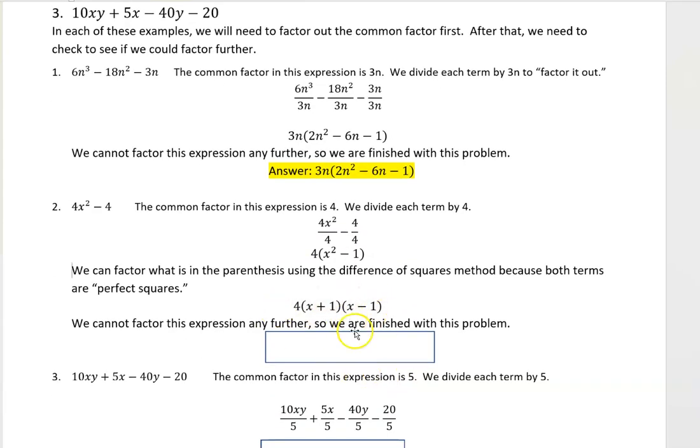Okay, we can't factor any of that any further, so our answer is the 4 and then the x plus 1, x minus 1. I don't ever want to get rid of that thing I factored out. I want to keep that.